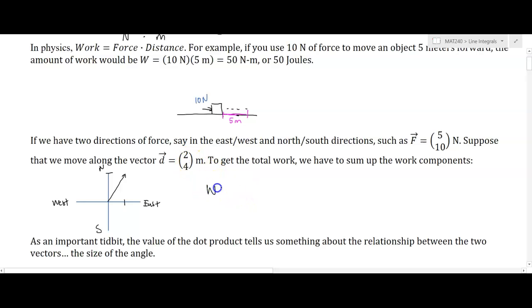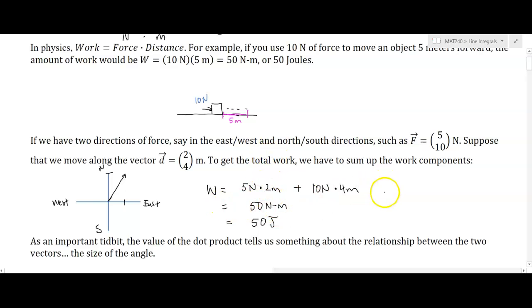So if we want to know the total work, we're going to have to take the 5 newtons and multiply it by the 2 meters that we move in that direction. Now, we were moving along a diagonal, but keep in mind that if you're pushing a box at a diagonal, you have two components. You're actually pushing it east and you're pushing it north at the same time. So to that, we have to add the amount of work that was generated by applying the 10 newtons of force for a total of 4 meters. And so we can see that's 10 newton meters plus 40 newton meters, which is 50 newton meters, which is the same thing as just saying 50 joules for short.